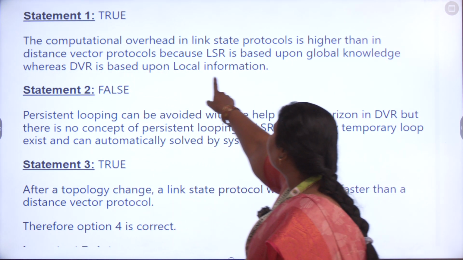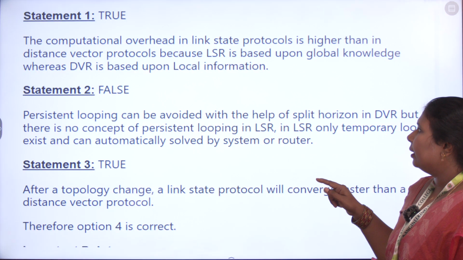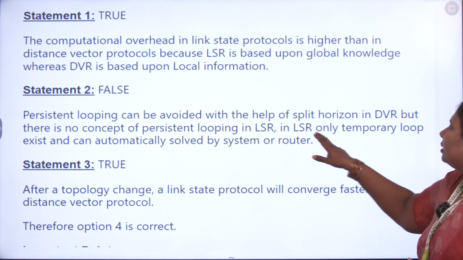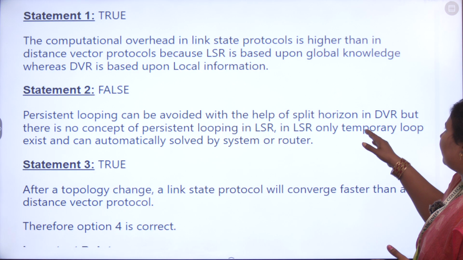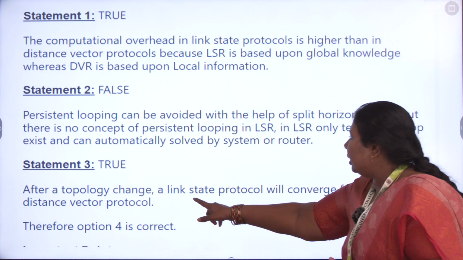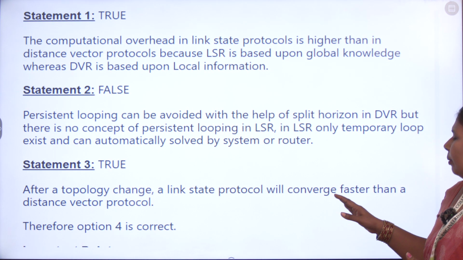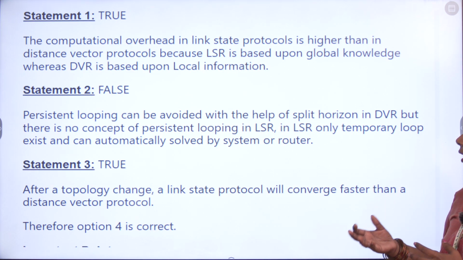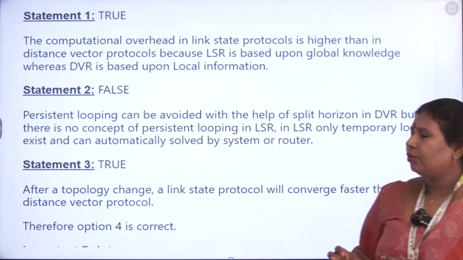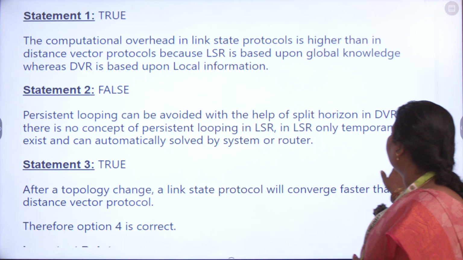The first statement is true because computational overhead is more in link state protocol, because you need to find the shortest path. Next, the second statement is false because persistent looping can be avoided with the help of split horizon. If you are using split horizon, the persistent loops get avoided. And then the third one: after the topology changes, the link state protocol will converge faster than a distance vector protocol. Link state protocol is more efficient in dynamic changes, and after a topology change it takes the least time to update the tables. So it is true. So the fourth option is correct.